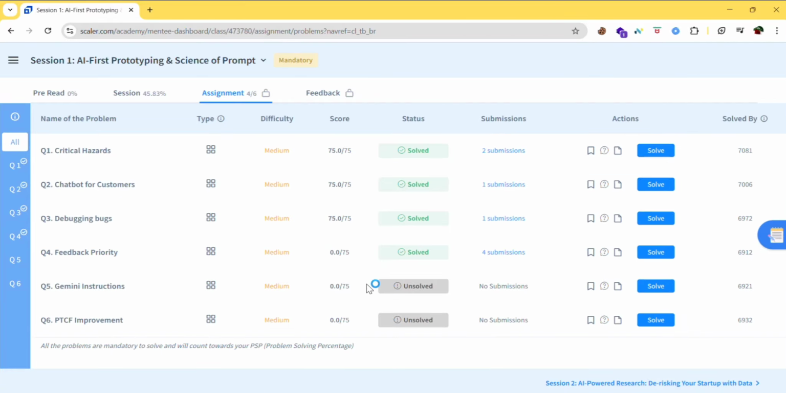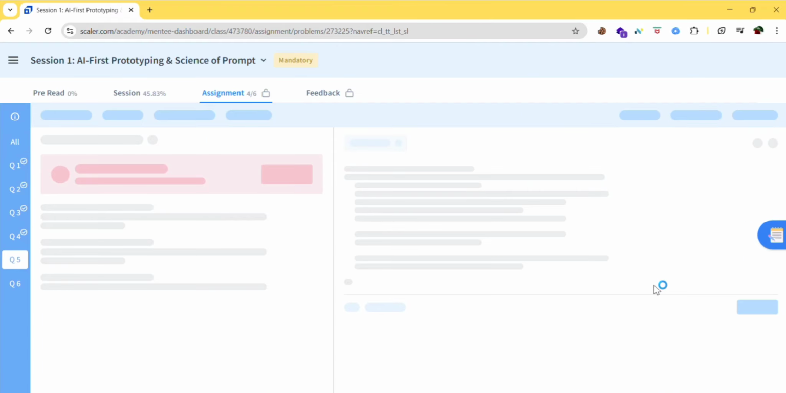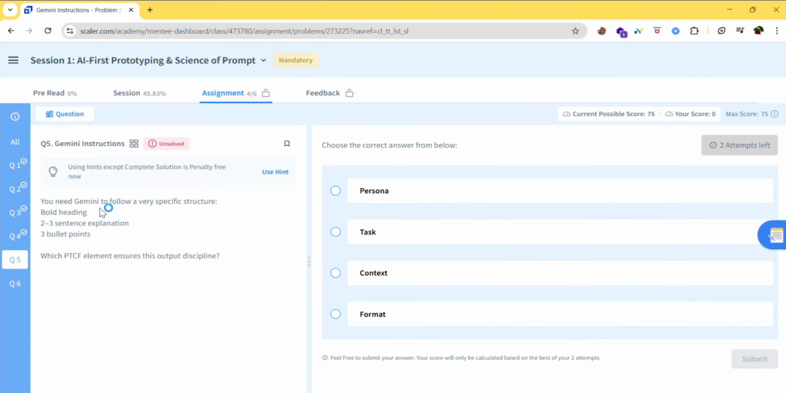Come back. The fifth question is Gemini instructions. It is a medium level question. So click on solve. The question is, you need Gemini to follow a specific structure: bold heading, 2 to 3 sentence explanation, 3 bullet points. Which PTCF element ensures this output discipline?